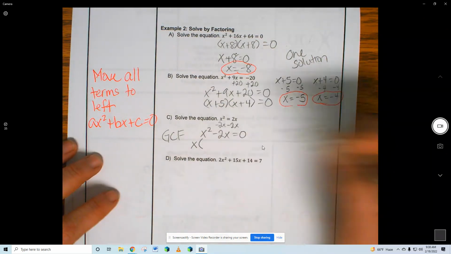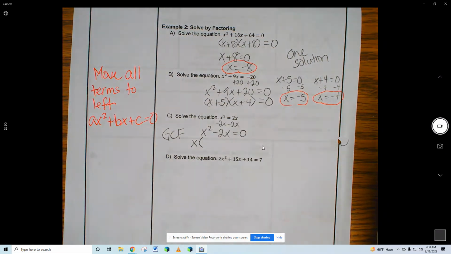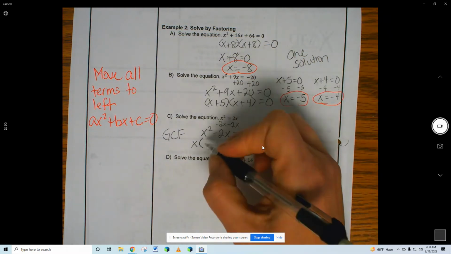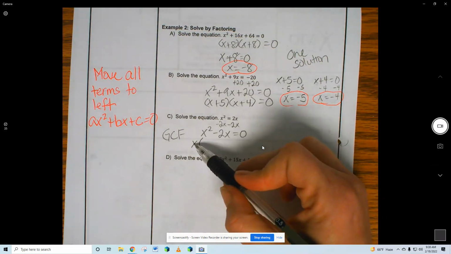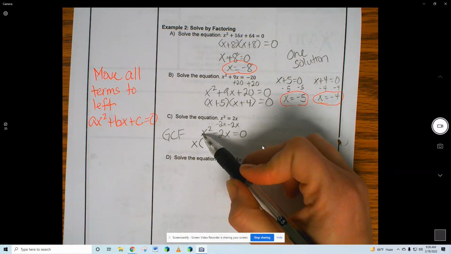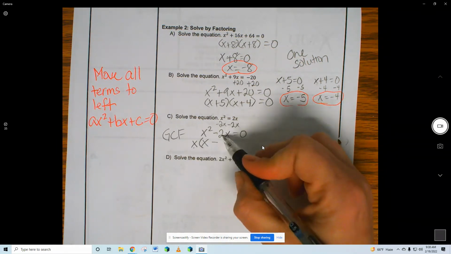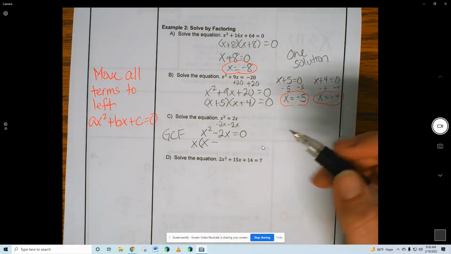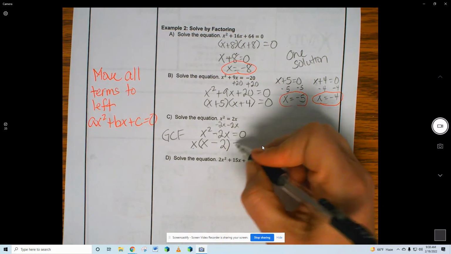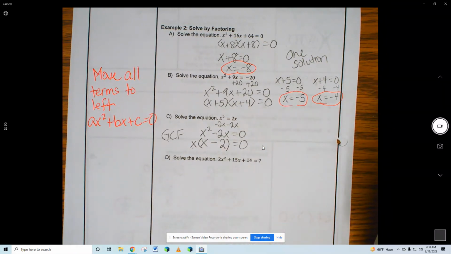X. So I factor out an X. I'm like dividing out an X. X parentheses. Okay. What's X divided out of X squared? X. The minus sign drops down. What's X divided out of 2X? 2. Same thing. Set both things equal to 0. The X in front is equal to 0. That's like nothing. And then X minus 2 equals 0.